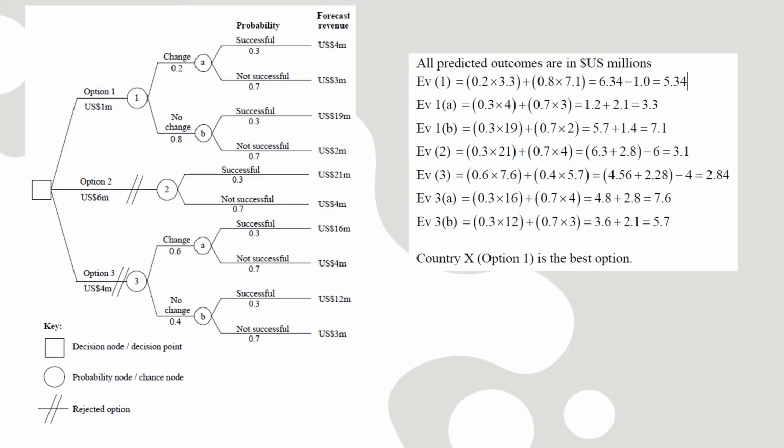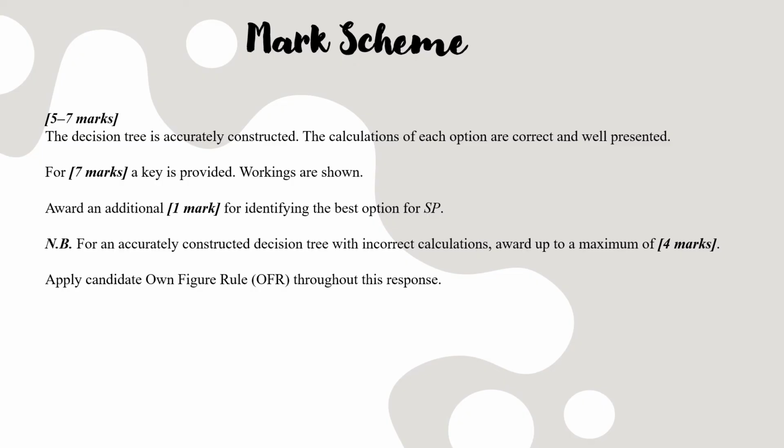Right, move on to the mark scheme. Make sure you can actually look for the traps they have set for you. There were 8 marks available for answering this question. So the mark scheme is broken down here, 5 to 7. So decision trees accurately constructed, calculations are correct and well presented. For 7, workings are shown. So always show your workings.